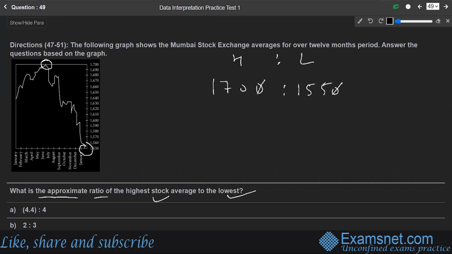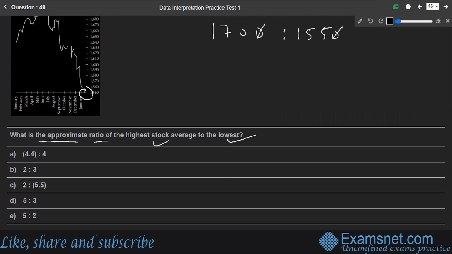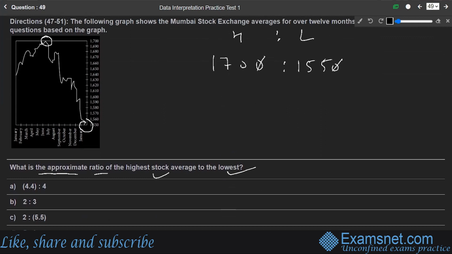If we simplify this further, the options have to be tallied in terms of the ratio itself. So if we simplify this further, we can cut both numbers by 5. If you cut 170 by 5, it is 34, and if you cut this by 5, it is 31. So this is 3.4 is to 3.1. If we simplify this further, this is somewhere close to 4.4 is to 4. Okay, 4.4 is to 4, or 3.4 is to 3.1.